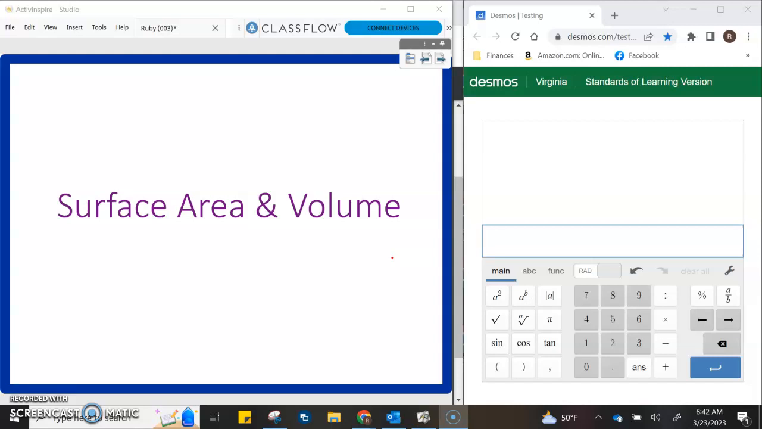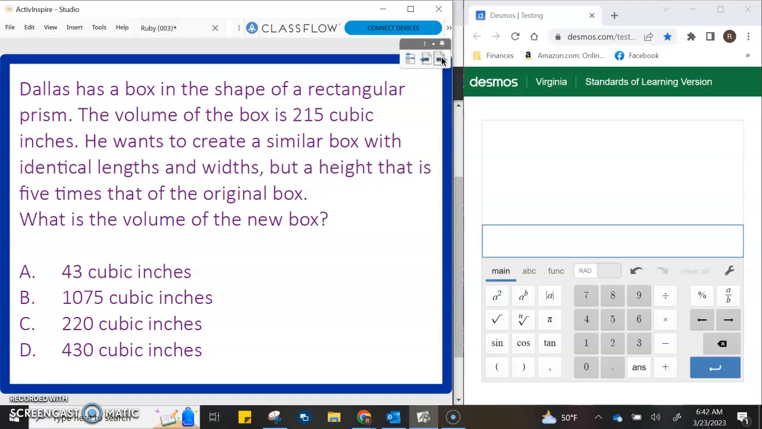Hey everybody, let's go through a quick review for the test, okay? These next three problems are surface area and volume. So Dallas has a box in the shape of a rectangular prism. The volume of the box is 215 cubic inches.